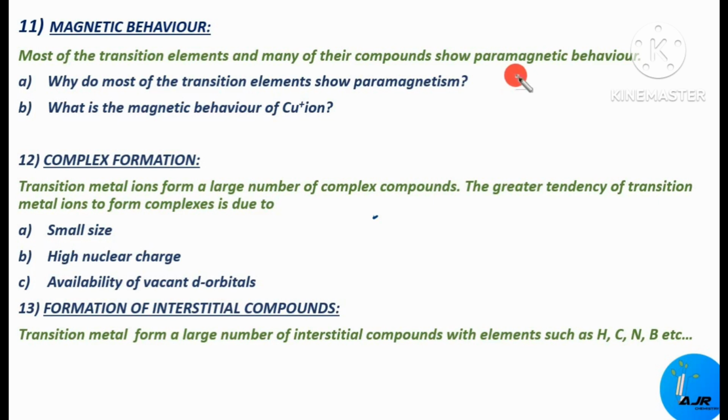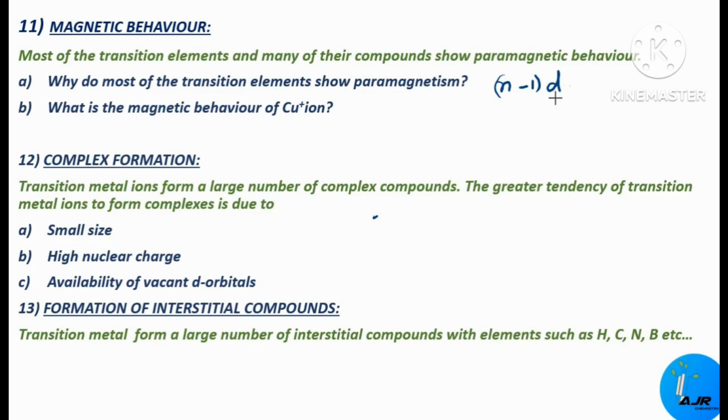Whereas a diamagnetic substance will be repelled by the magnetic field, and it has paired electrons. That phenomenon is called diamagnetism, right? So why do most of the transition elements show paramagnetism? The reason is that most of the transition elements and many of their compounds show paramagnetism due to the presence of unpaired electrons in the (n-1) d orbitals.